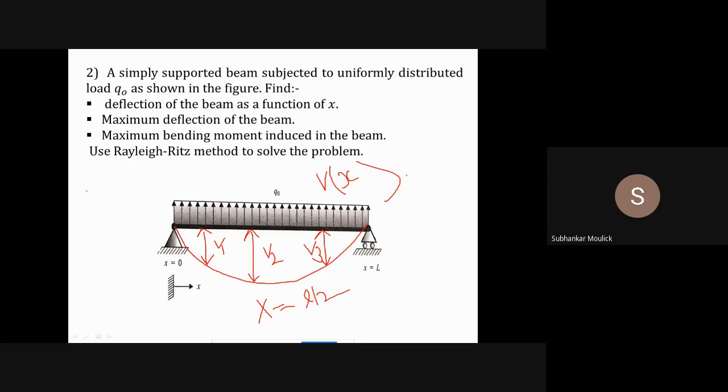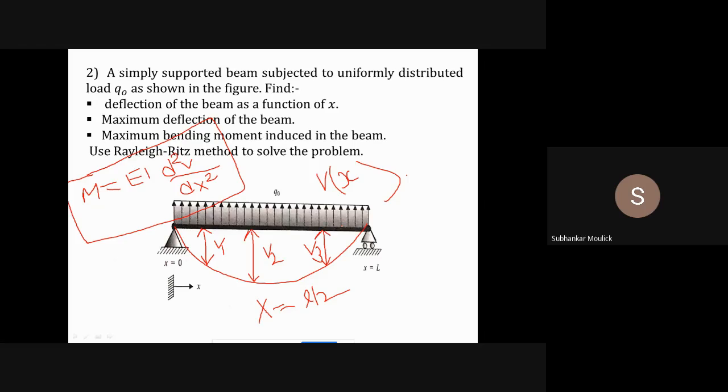How to find the value of maximum bending moment? We know the governing differential equation of moment is M equal to E into I into d2V by dx square, because here the deflection is V. So once we get the value of V by this method, we will double differentiate it and multiply it with the value of EI. We will get the moment, which is a function of x for the entire problem, showing how it is varying.